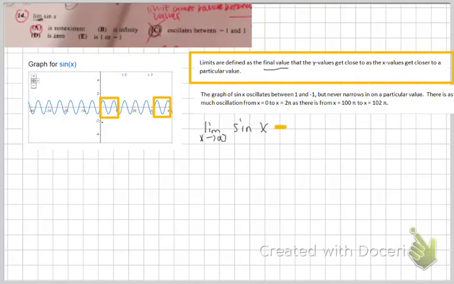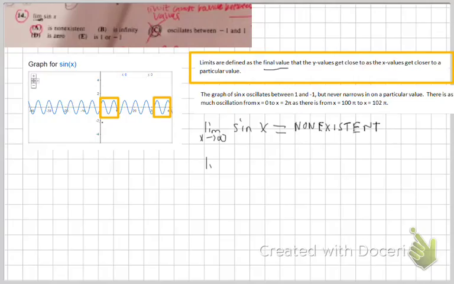We would say that the limit as x approaches infinity, right, since it never actually narrows into a specific value, is non-existent. Right. C is a correct description of the function. It does oscillate between -1 and +1.